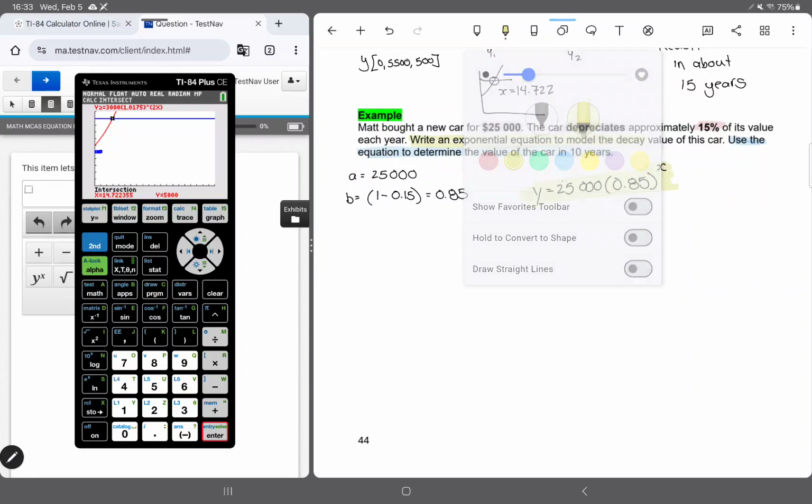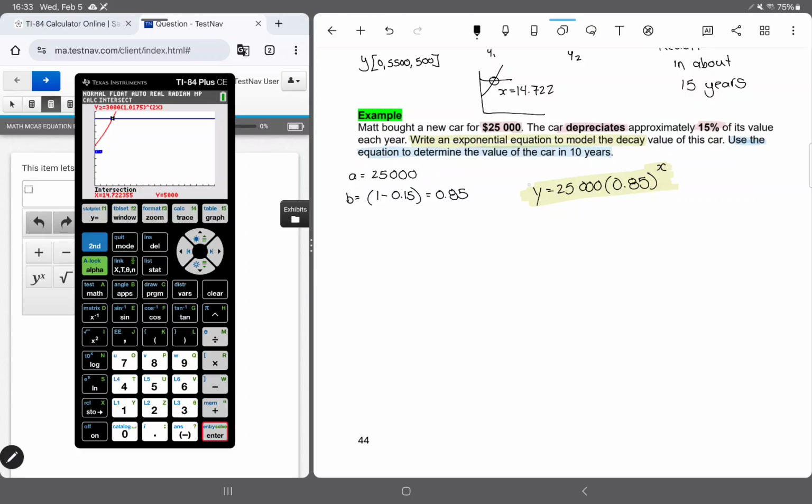Part 2 now wanted me to figure out how much value the car is going to have. So that's determine y when x equals 10. So we're just going to throw that into our equation. So let's go over to our calculator. 25,000, 0.85 to the power of 10.